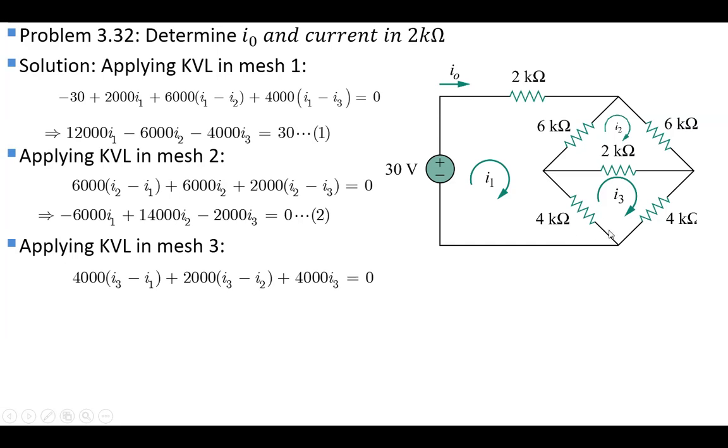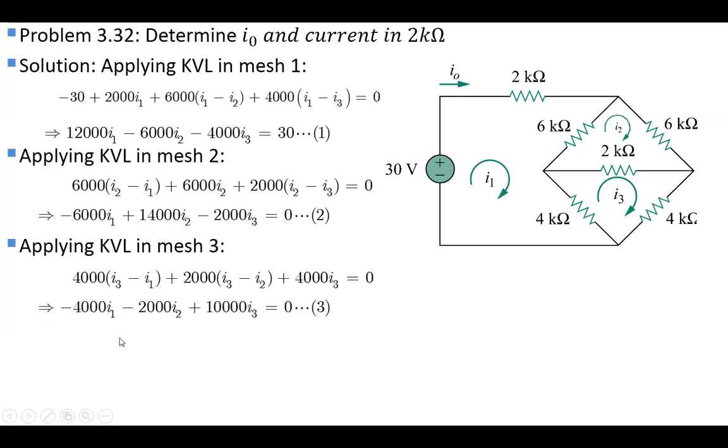The voltage across this 4 kilo ohm resistance will be 4K multiplied by (I3 minus I1). Then from this point we again go in the clockwise direction. The 2 kilo ohm resistance gives 2000 times (I3 minus I2), because as seen from mesh number 3, the current in the 2 kilo ohm resistance will be I3 minus I2. Finally, the voltage across the 4 kilo ohm resistance is 4000 multiplied by I3, and that should be equal to 0.